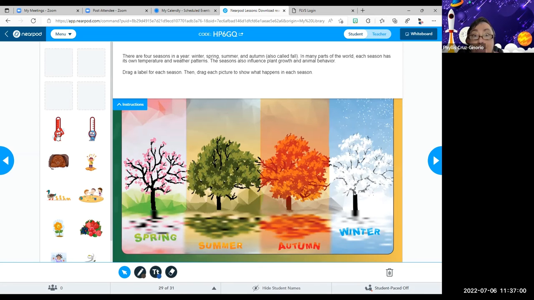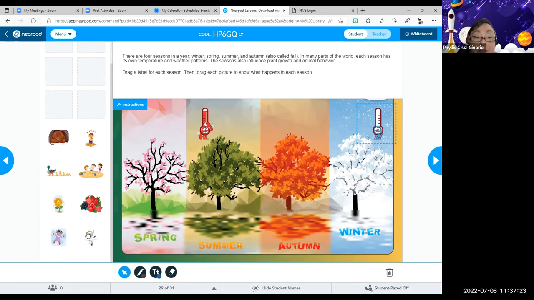Where would you put him? Spring, summer, autumn, winter. Autumn is also called fall, just so you know, in case I use the word fall. But for now, where would you put the really, really hot? I agree. Summertime. What about the cold thermometer? Brr. I agree. Let's put him over there in winter.